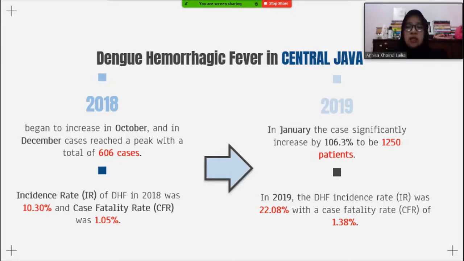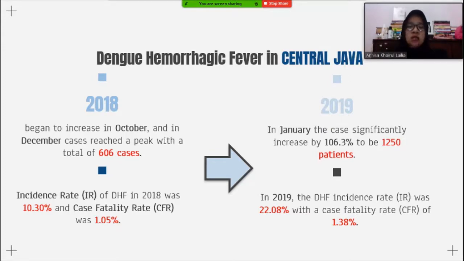In 2018, the DHF cases began to increase in October, and in December the cases reached a peak with a total of 606 cases. And it increased in 2019. We can see that in January the cases significantly increased by 106.3%, more than 100%, to 1,250 patients.